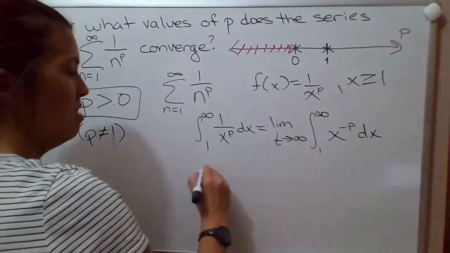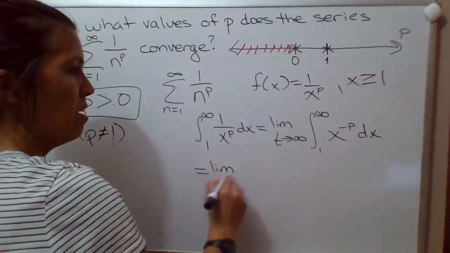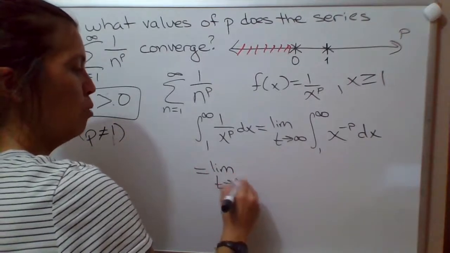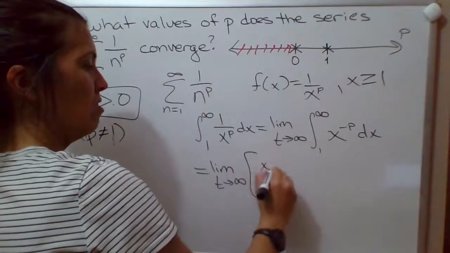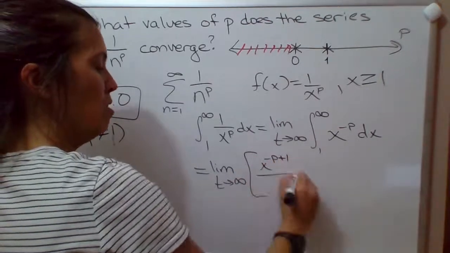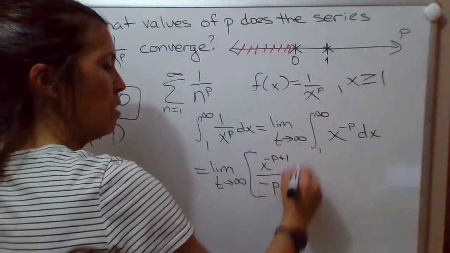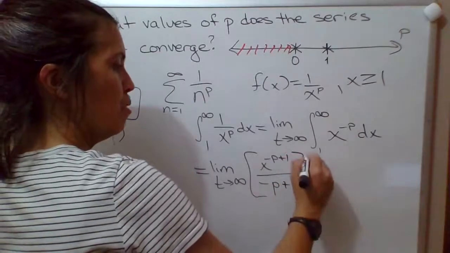Okay, and so to integrate that, I can apply the power rule for antiderivatives. So that'll be x to the negative p plus 1 over negative p plus 1, evaluated from 1 to t.